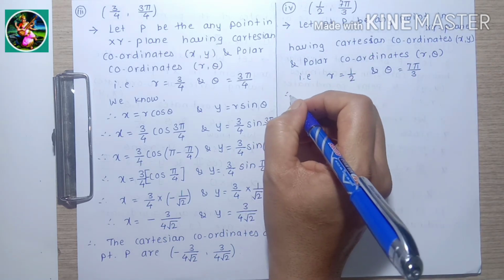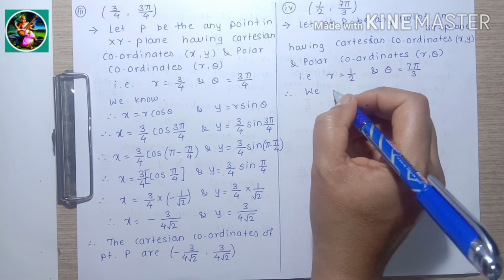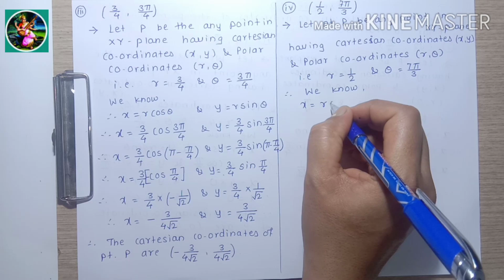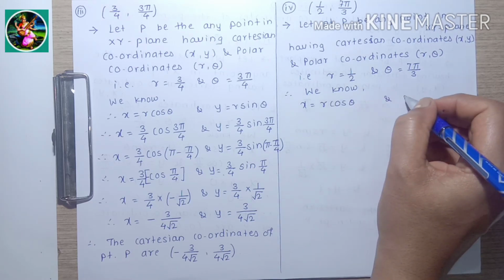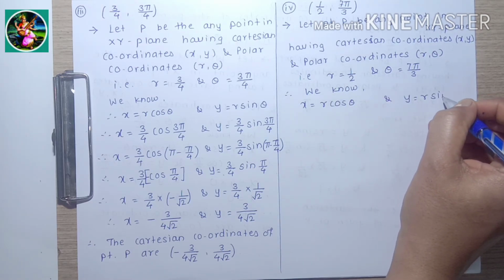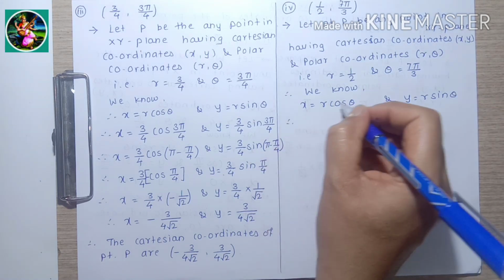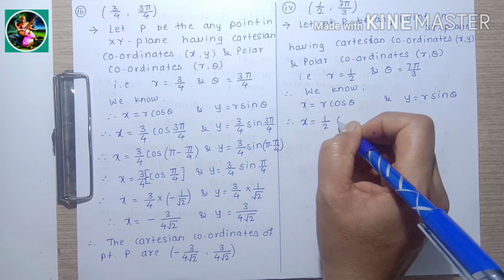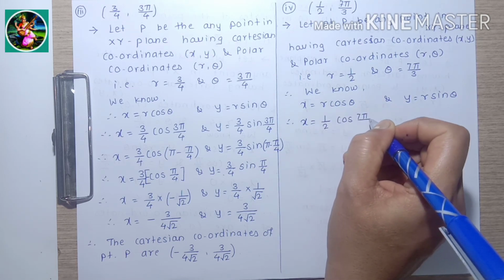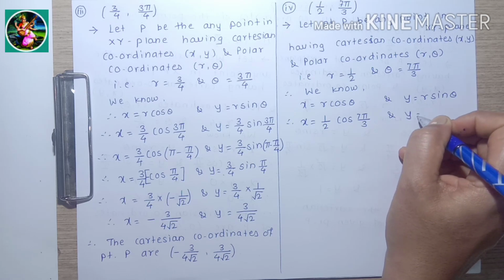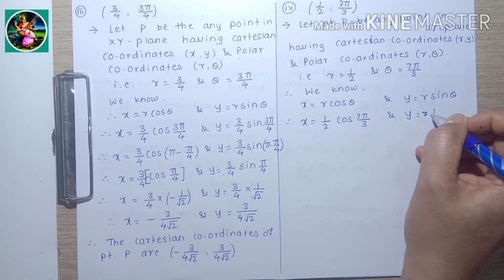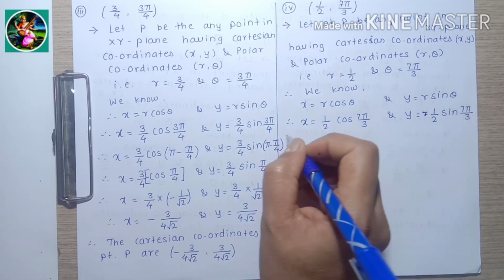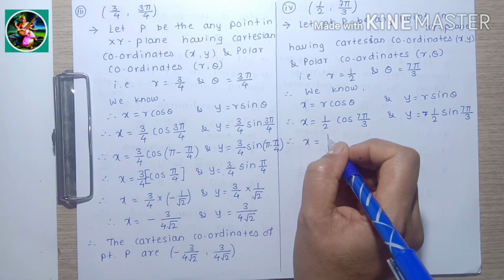Okay, therefore we know the relation between Cartesian coordinate and polar coordinate is x is equal to r cos theta and y is equal to r sin theta. Here we substitute the value of r and theta. We get x is equal to 1 upon 2 cos of 7 pi by 3 and y is equal to 1 upon 2 sin of 7 pi by 3.